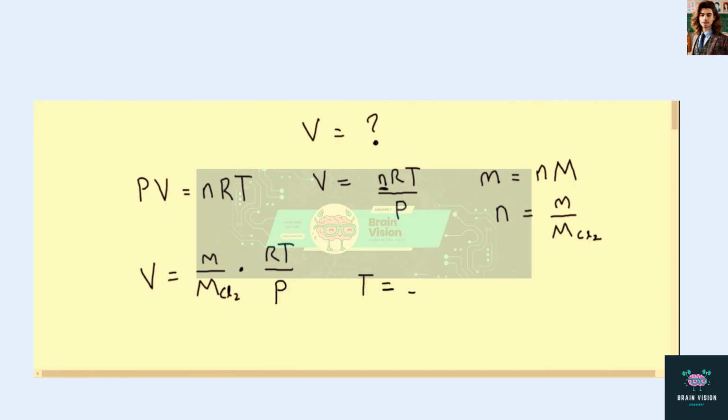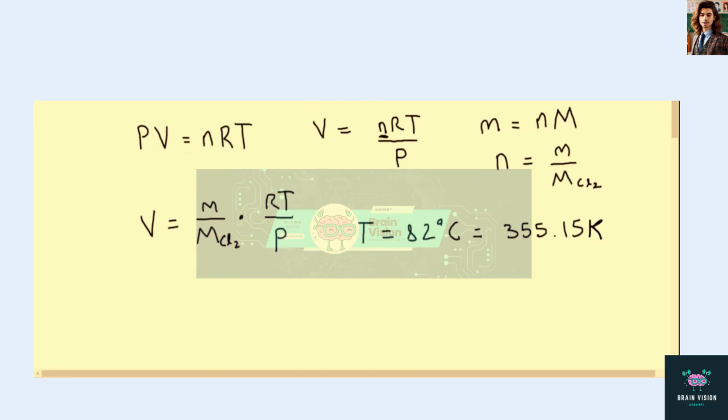So if our temperature is 82 degrees Celsius, we add 273.15 to that to get the Kelvin amount, which is 355.15 Kelvin. So now if we were to plug in all our values here into our equation, we would get that the volume of our gas is 8.18 times 10 to the minus 4th meters cubed.